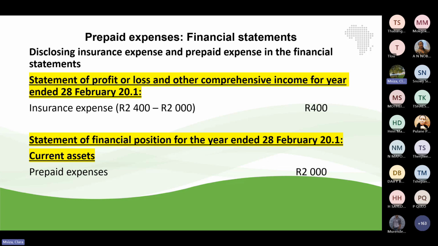Now let's go to the statement of financial position for the year ended 28 February 20.1. So are we going to have an asset or a liability? And what is this amount going to be? How much is the amount and what will it be? If you have to put this in your statement of financial position, are you going to put it under your liabilities or your assets?